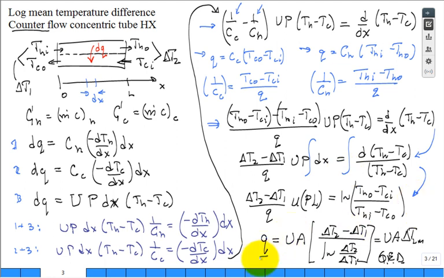Rearrange, and you get that the overall Q is equal to UA times an appropriate delta T, and that is the log mean temperature difference. That's how you get the definition of the log mean temperature difference. I tried to make that as easy as possible, but it is a lot of math. All right, let's press forward.